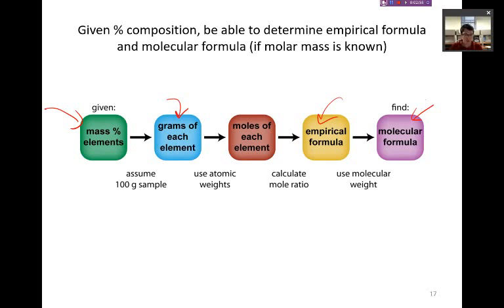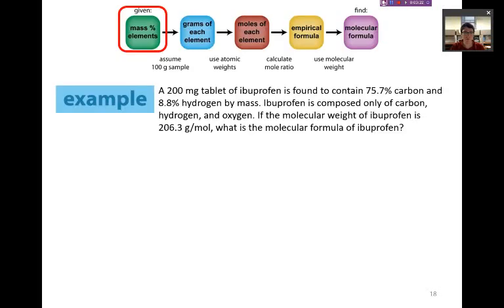The first thing you'll want to do, if you're given mass percents of an element, is to assume that you have 100 grams of sample. The reason is that our percentages should add up to 100%. So if you say you have 100 grams of sample, it makes the calculations very easy. We can then use the atomic weights, the mole ratios, and the molecular weight to find our molecular formula. So let's go through an example here.